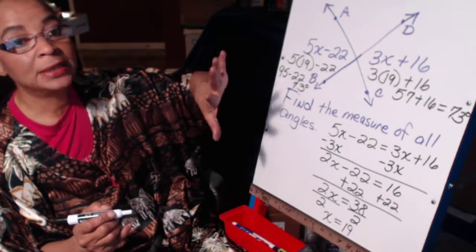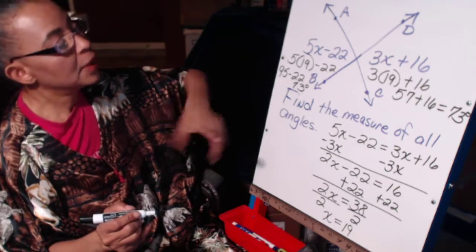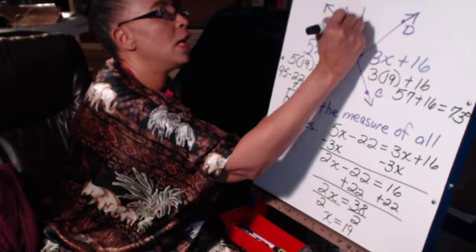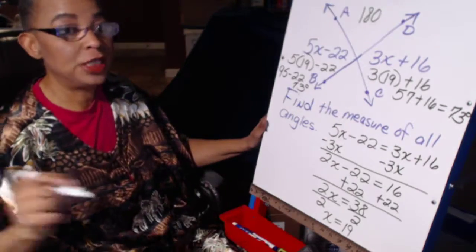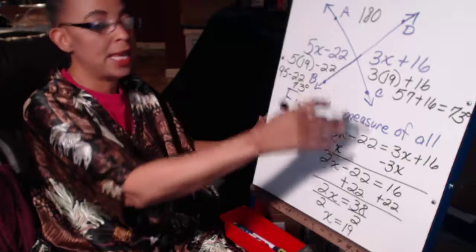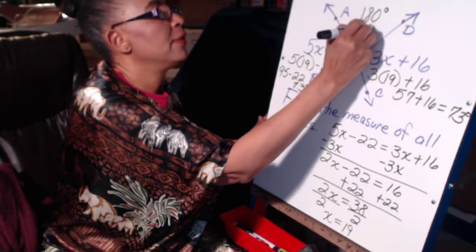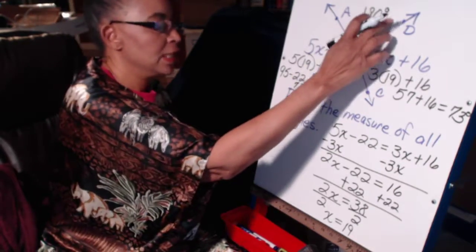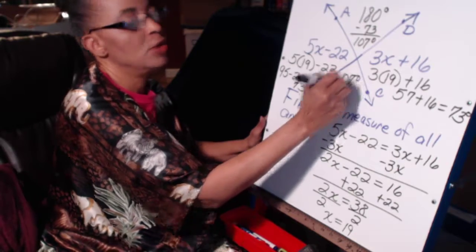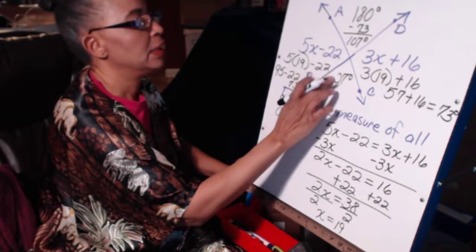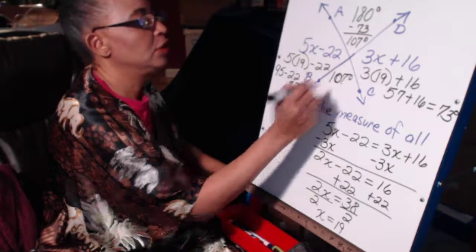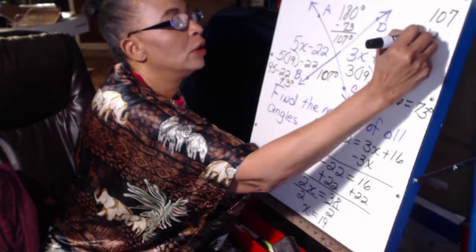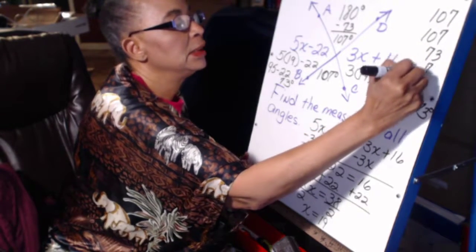So if you look at supplementary angles, if this is 73 degrees, this has to be the difference from 180, because this is a straight angle. So 180 minus 73 is 107 degrees. So if this is 107 degrees, this is also 107 degrees. They shouldn't be that close together, so you can tell it's 107. So we have 107, 107, 73, 73.